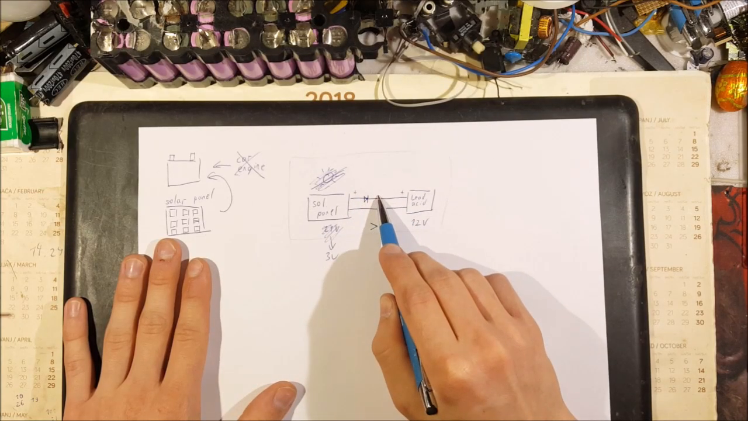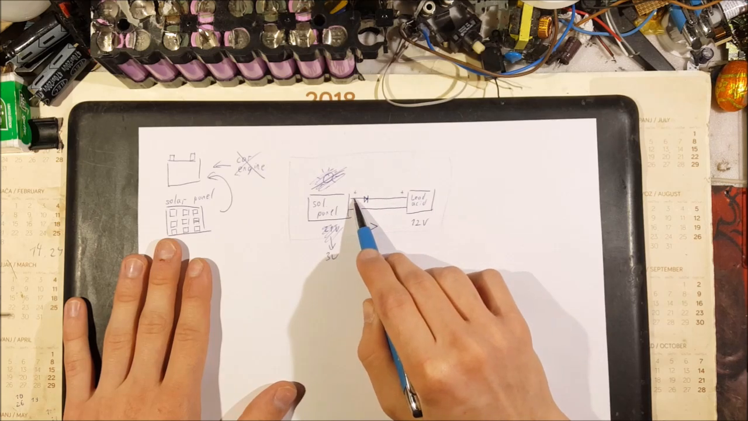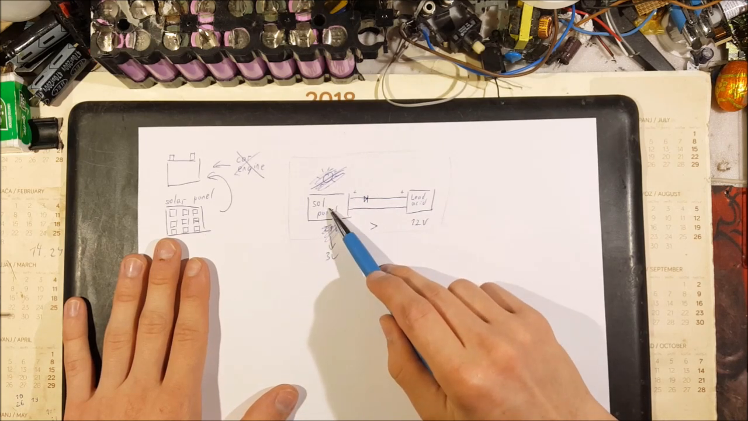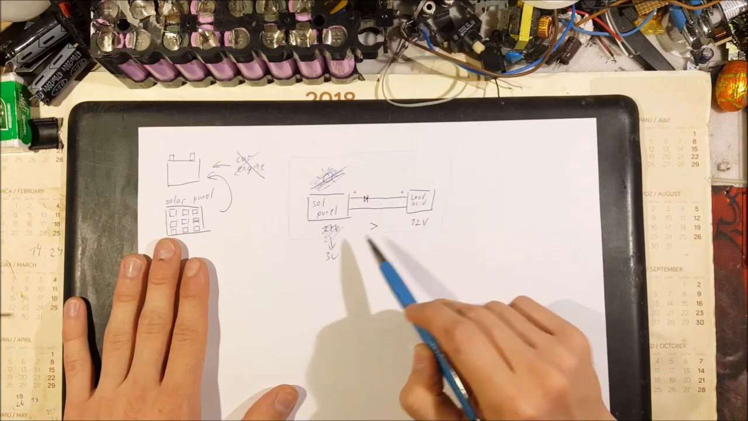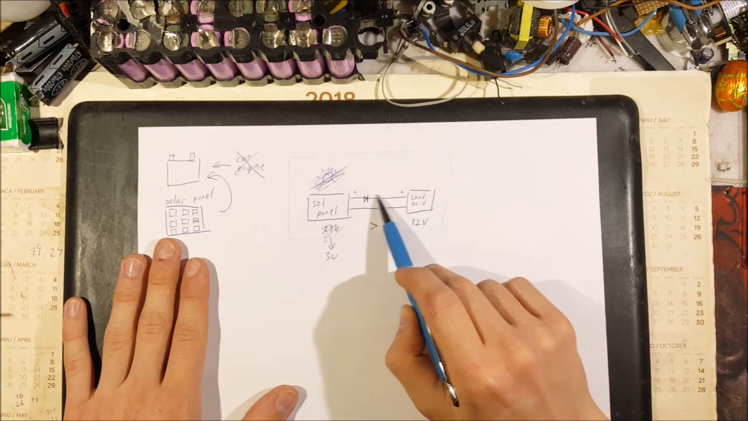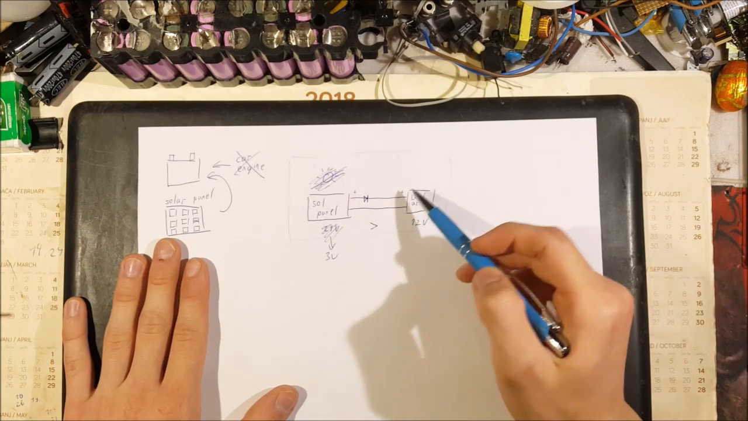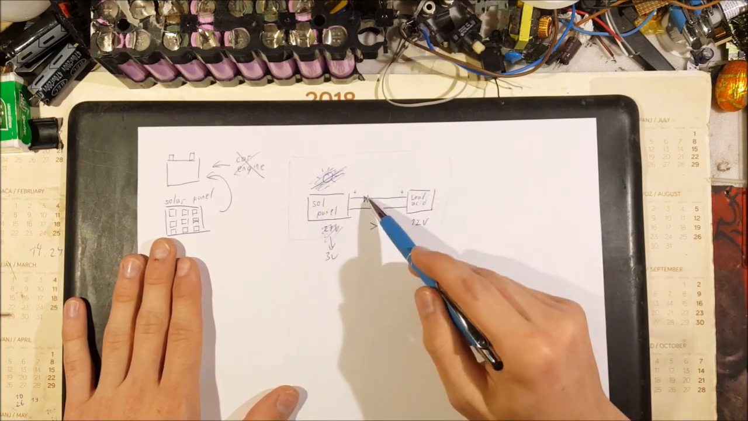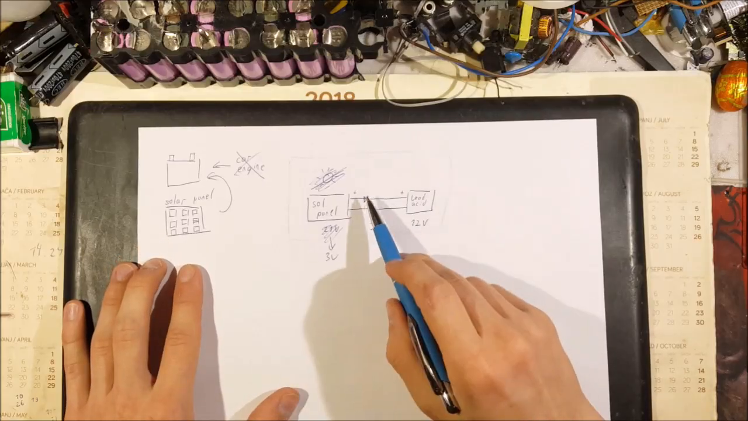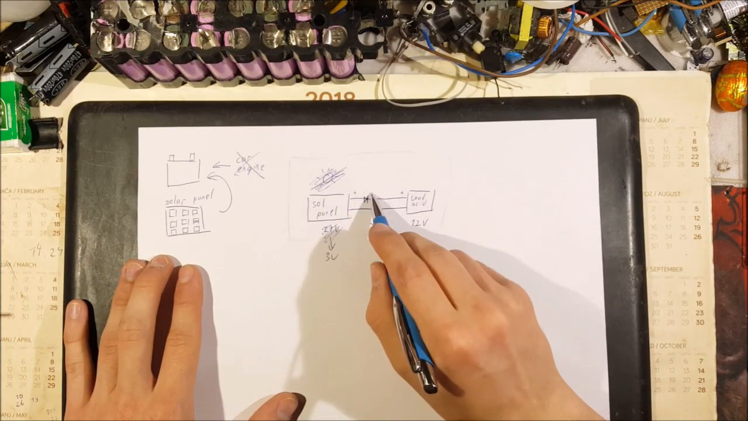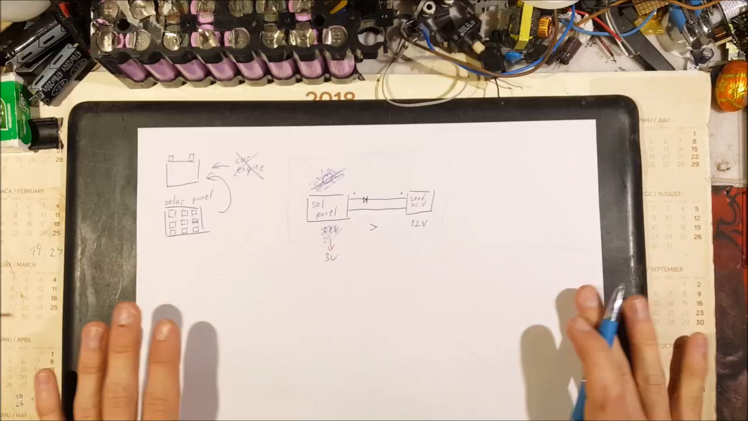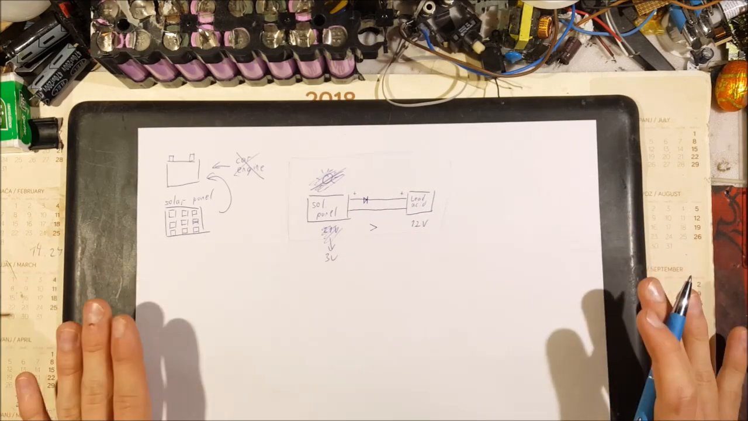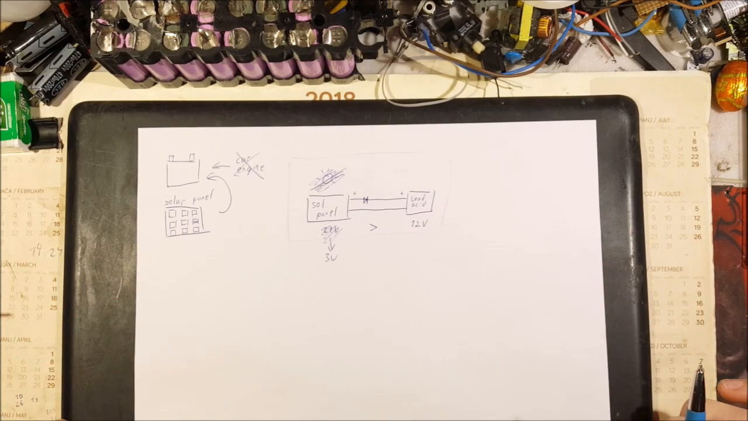And if this side is more positive than this side, meaning that our solar panel is not generating anything and the lead acid wants to dump the power from it, wants to dump our power to the solar panel, the diode won't let the current flow from this side to this side, meaning that this is basically all we need to charge our lead acid battery from a solar panel.